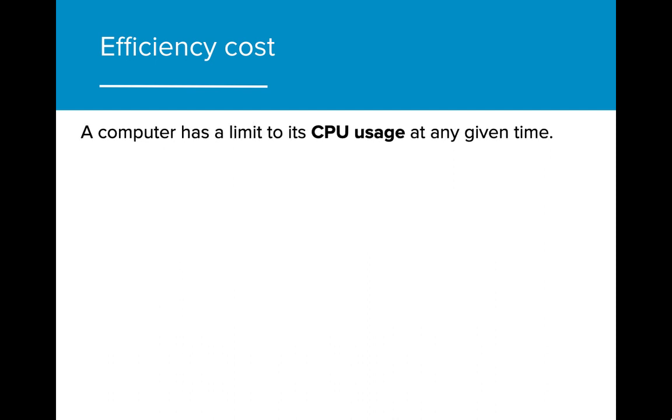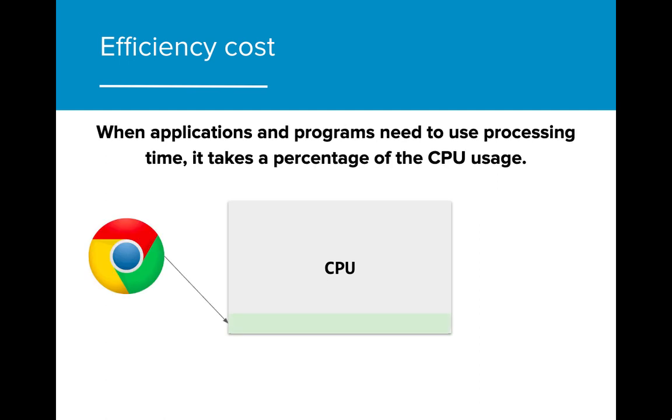This is important because a computer has a limit to its CPU usage at any given time. The usage refers to the percent of the CPU that is currently being used to run and process computer programs. We can think of the CPU as a brain, or a container that is capable of processing and reading computer programs. When an application, like Chrome, is opened and actively running files and programs, it takes up part of the CPU usage based on the CPU processing time that each file or program requires.